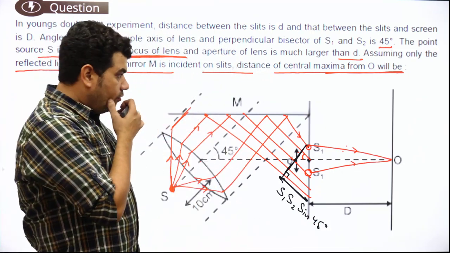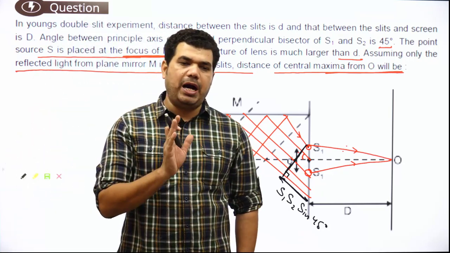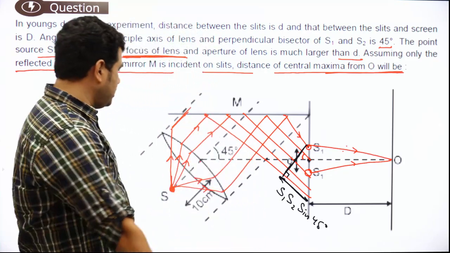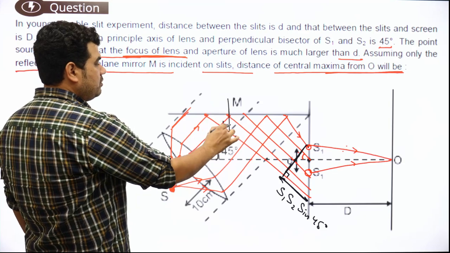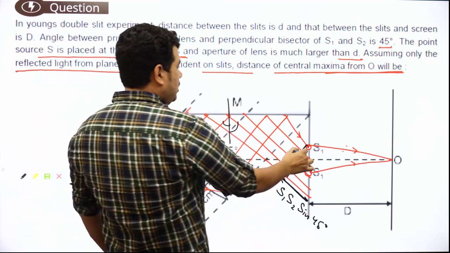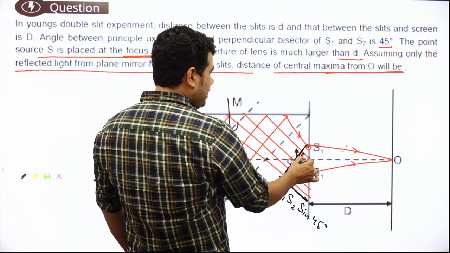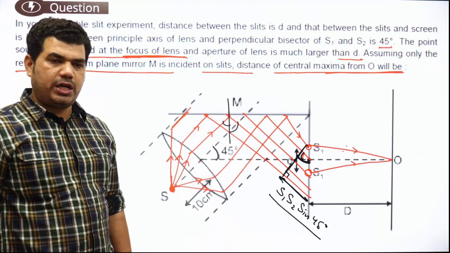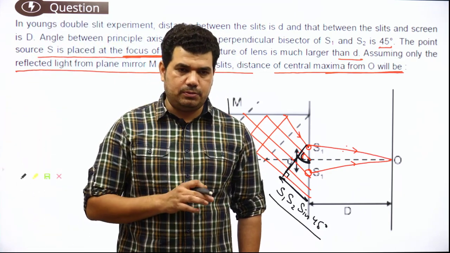So, where is the central maxima? Central maxima is where the path difference is 0. How 45 degree? Because this angle is at 45 degree. If this is 45, so this is 45. That's why this one is 45. If they are at 45, so this angle is also 45. So this will be S1, S2 sine 45. I hope Pratyaksha Navalkar, you got the answer.